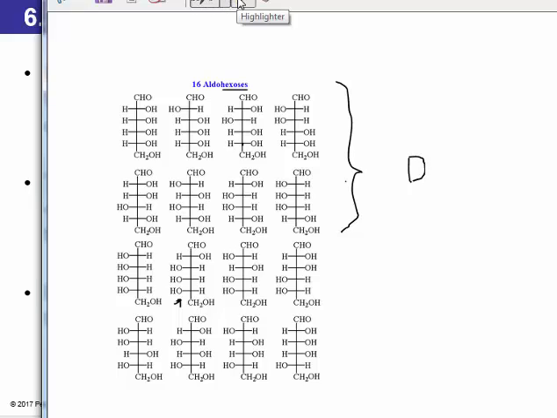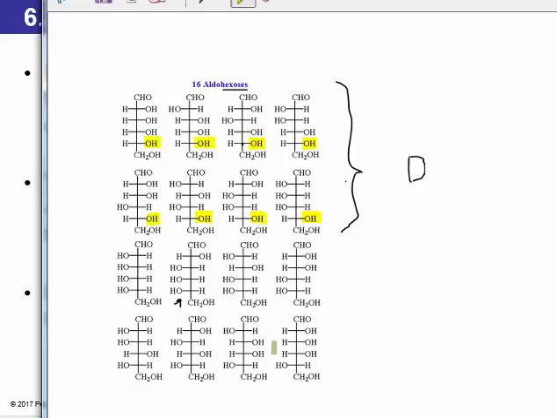When we look at the Fischer projection, here's our carbonyl carbon C1, here's C6, which is not chiral, and C2, C3, C4, and C5 are all chiral. So we're looking at C5, the chiral carbon that is farthest from the carbonyl group. In each of these Fischer projections, for these 8 stereoisomers, or diastereomers, of glucose, we see that the hydroxyl group is on the right-hand side. So these are all D sugars.